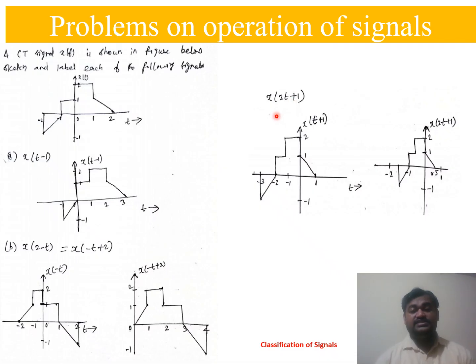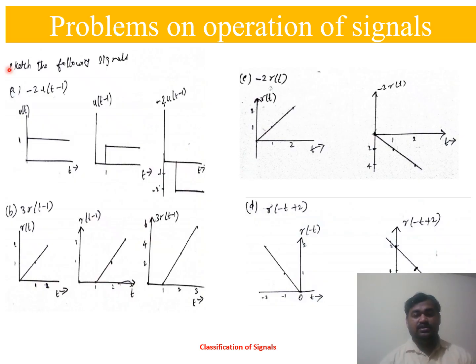Third one, x of 2t plus 1. First we have to find, you are having positive time axis, plus 1 means advance the signal by 1 unit. So the signal gets advanced by 1 unit. And after that, how to find 2t? If you use t equal to t divided by 2, so divide the time axis by 2. It can be written as x of 2t plus 1.